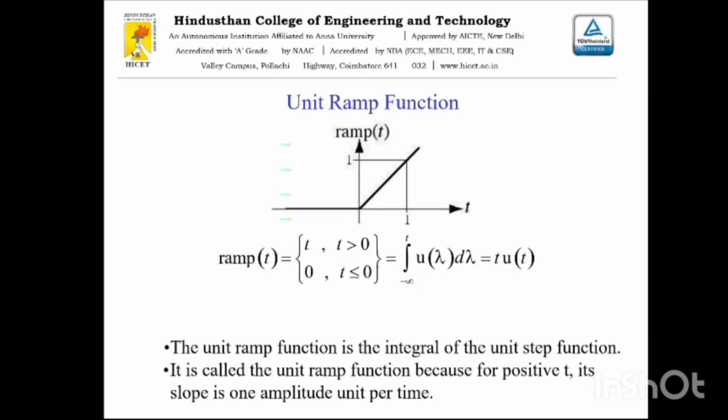The next topic is elementary signals. There are different types of elementary signals. The first one is the unit step signal. The unit step signal u of t is equal to 1 for t greater than or equal to 0, and u of t is equal to 0 for t less than 0. This is the condition of the unit step signal.